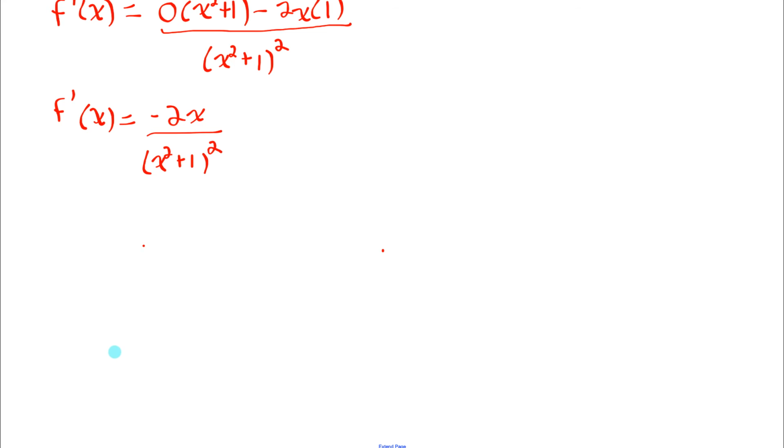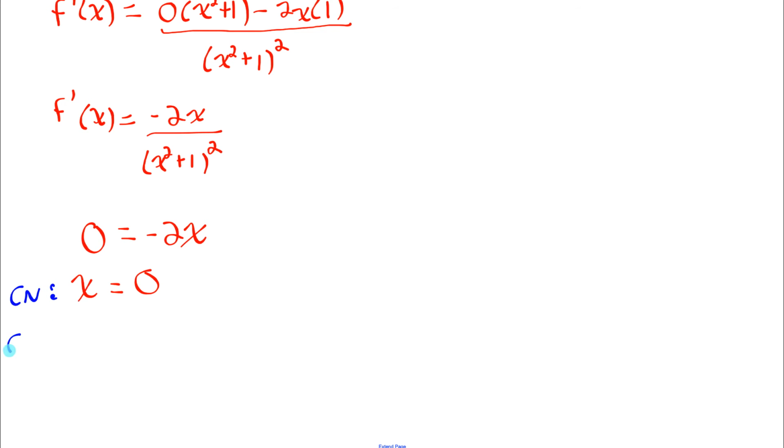Now, a critical number is a number that would make this be either 0 or undefined. It would be undefined if there was an x value that would make the denominator be 0, but we've already established x squared plus 1 can't be 0, so we don't have a way that this could be undefined. But could this fraction be 0? Yeah, a fraction is 0 if the numerator is 0. So just set the numerator to 0 and solve that, and we would get x equals 0. That is our critical number.